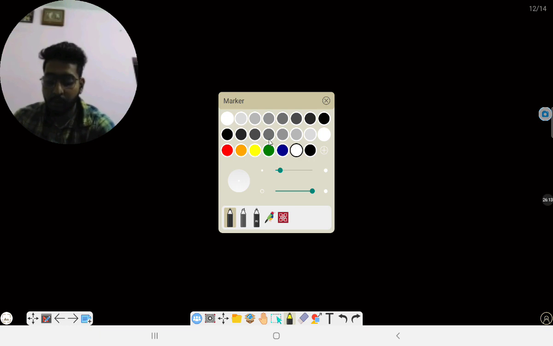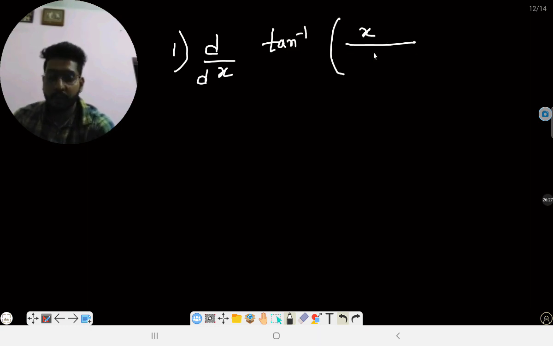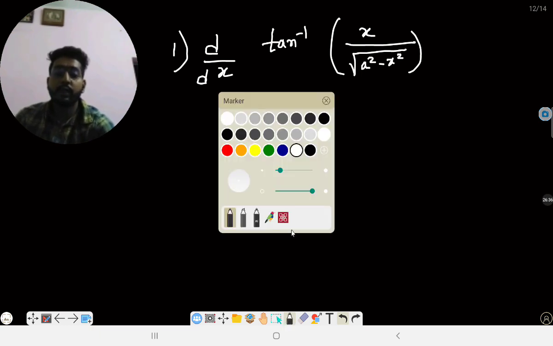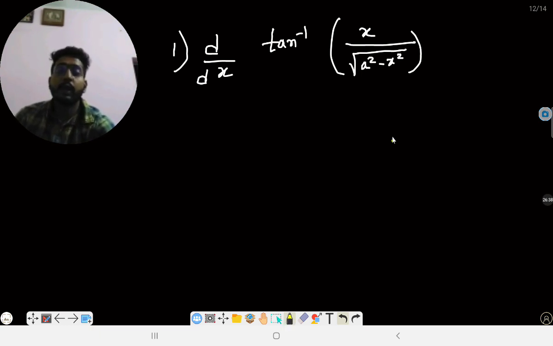Now number 1, under substitution. What is given here? First it is given, find the derivative of d dx of tan inverse x by root over a square minus x square. Now how to solve this one? For differentiating, first we have to substitute and simplify this one. After this we'll differentiate it.